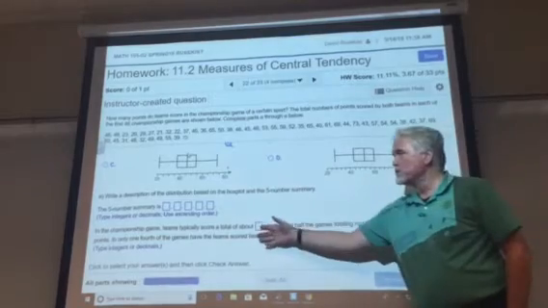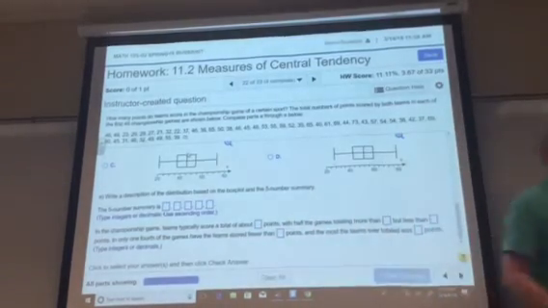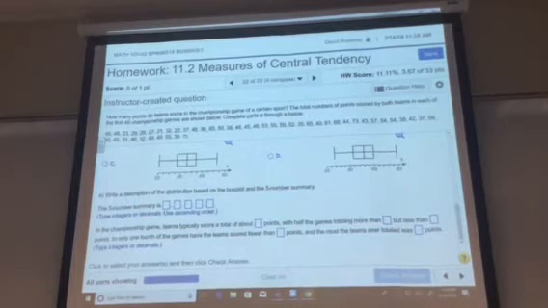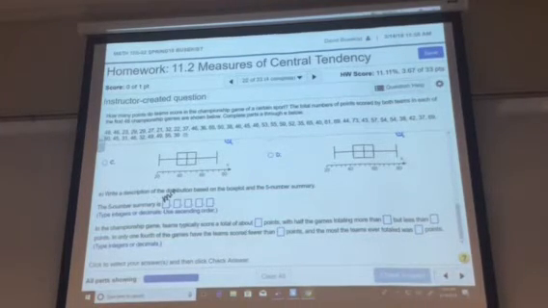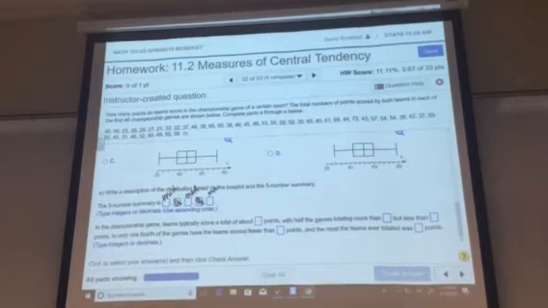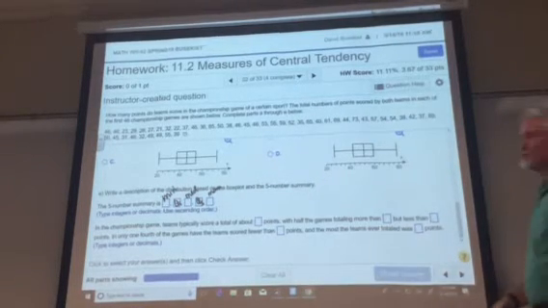These are the type of questions you're going to see. In your 5-number summary, you've got your minimum value, you've got quartile 1, you've got your median, you've got quartile 3, you have your maximum. Look at how these questions target those values.